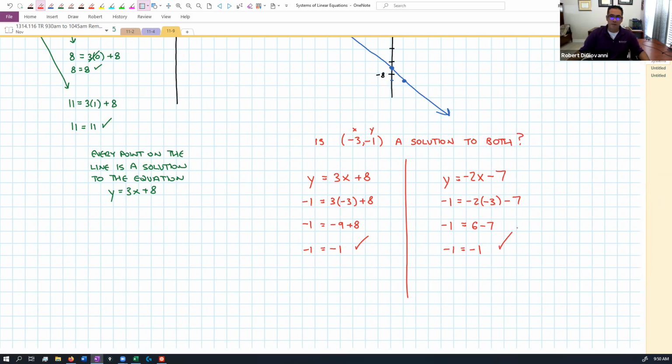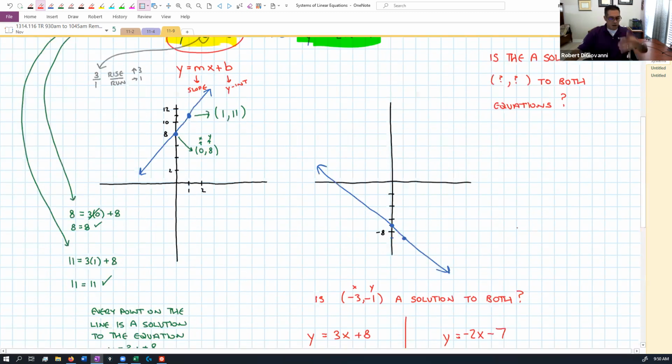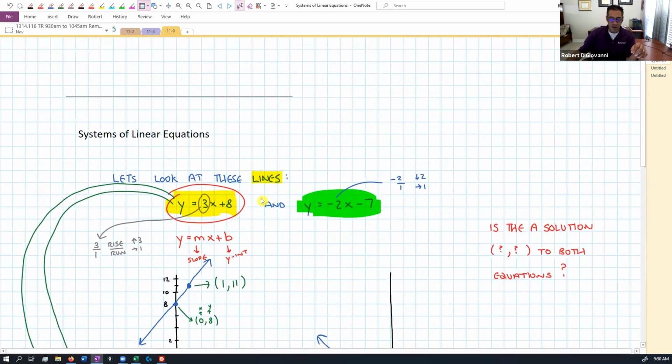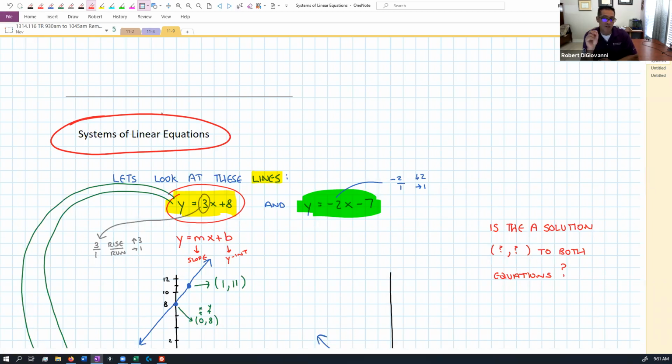So let's back up. If I give you two linear equations, and I ask you to find the solution to both of them at the same time, that is called solving a system of linear equations. You're not just solving one linear equation, you're solving two of them at the same time, simultaneously. And that's called a system of linear equations. And so what we're trying to find is that point of intersection of the two lines, all right?